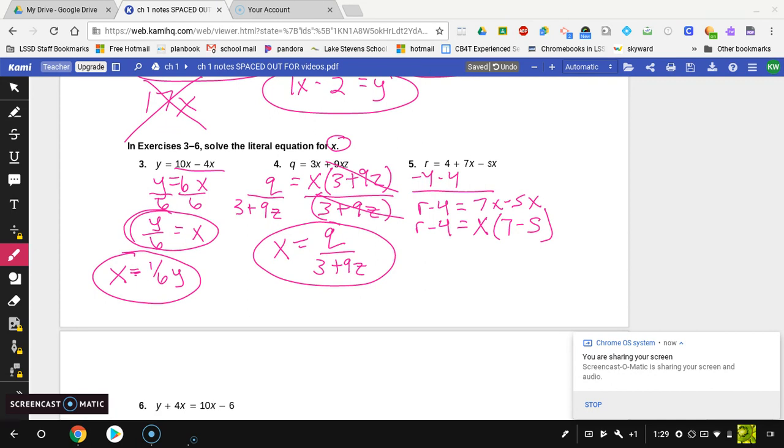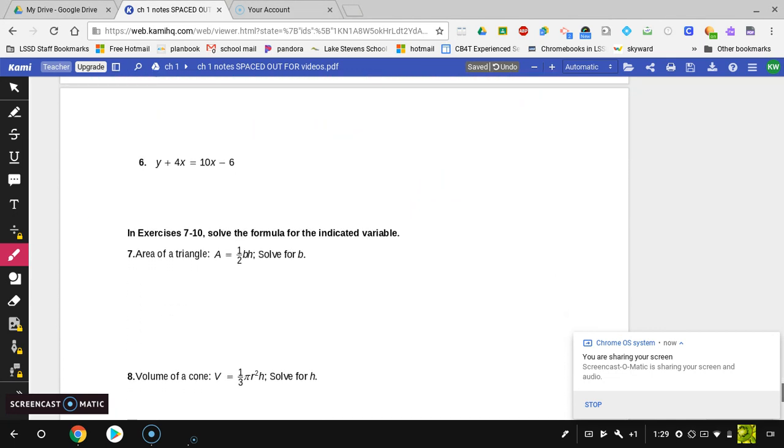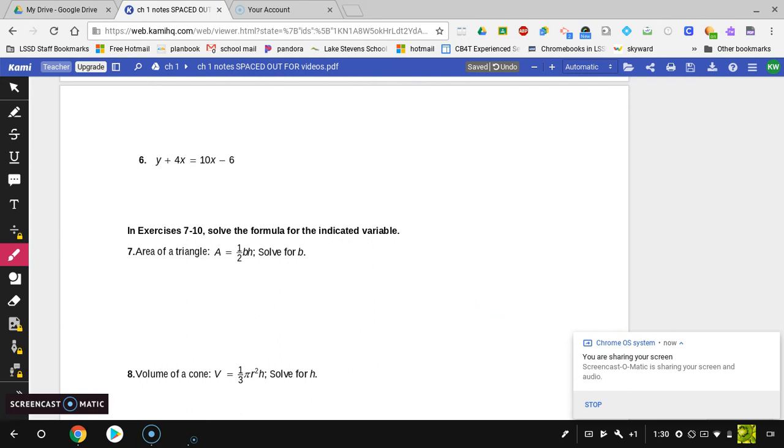Okay, so now to get x by itself, I'm going to divide by what it's being multiplied by, which would be 7 minus s. If I divide one side by it, I have to divide the other side by it. So my 7 minus s's cancel out. I'm left with x by itself, and then I'm left with r minus 4 over 7 minus s. That's it. That's all I can do. That is solving a literal equation. We're getting the variable by itself. The answers may not look super simplified, but they are. That's the most that we can do with them.